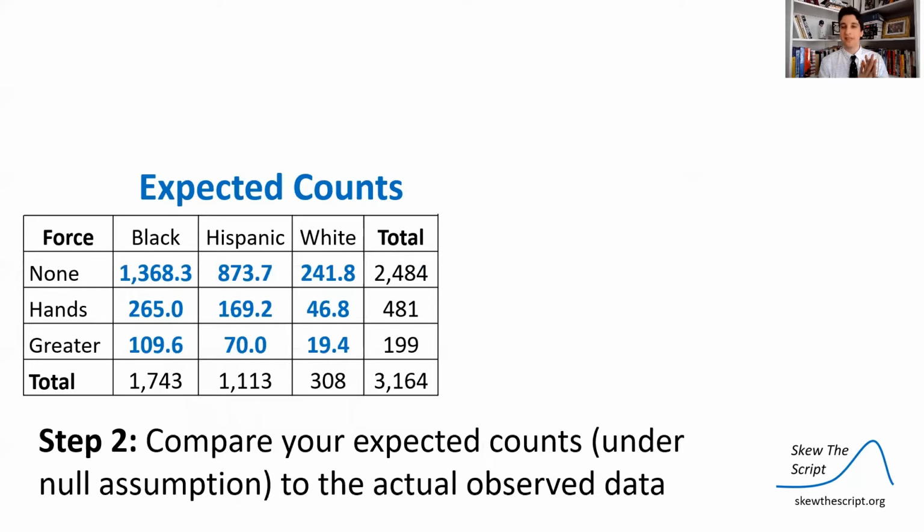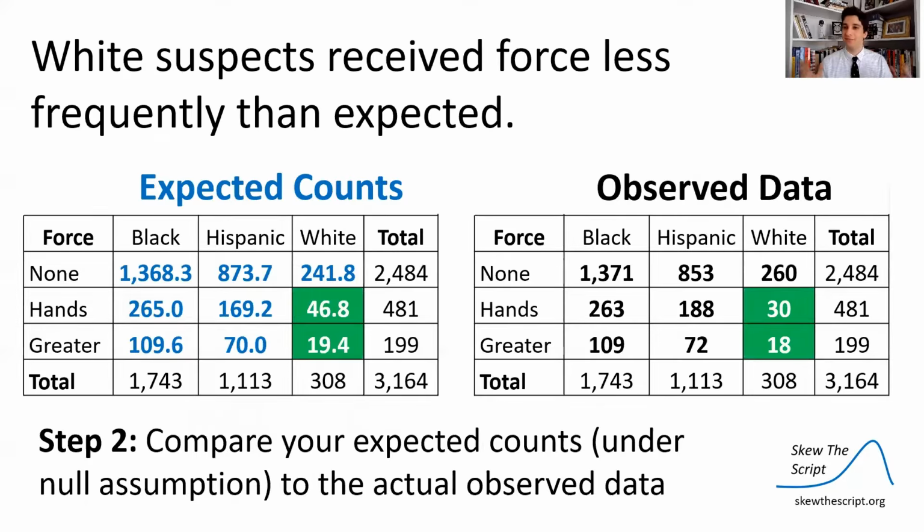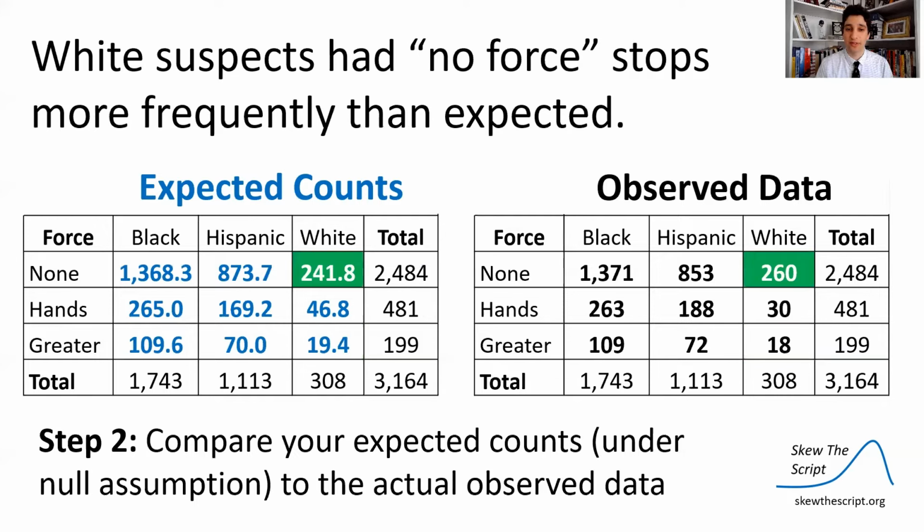So now we're going to take these expected counts and we're going to compare them to the actually observed data from our sample. So here was the actually observed data again. And we're going to look and see how those comparisons match. So white suspects, it looks like, received force less frequently than expected based on expected counts in a world where there is no difference in force level rates between groups.